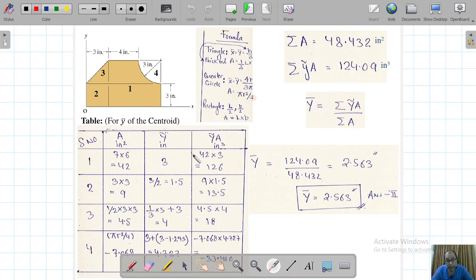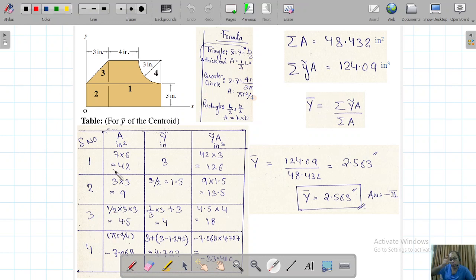You multiply y tilde into A. For the square, the area is 3 into 3, again 9 square inches, and the square's centroid along the y axis will be half of 3, which is 1.5. Multiply both, y tilde into A. What about the third one?